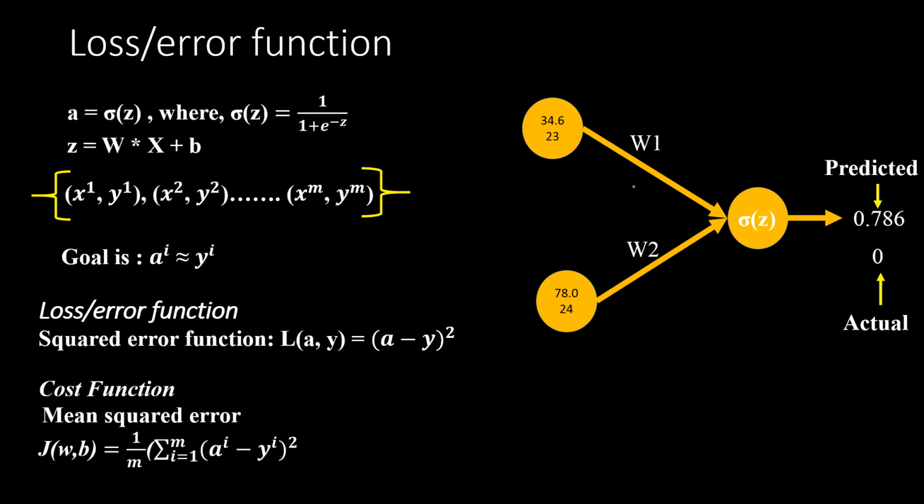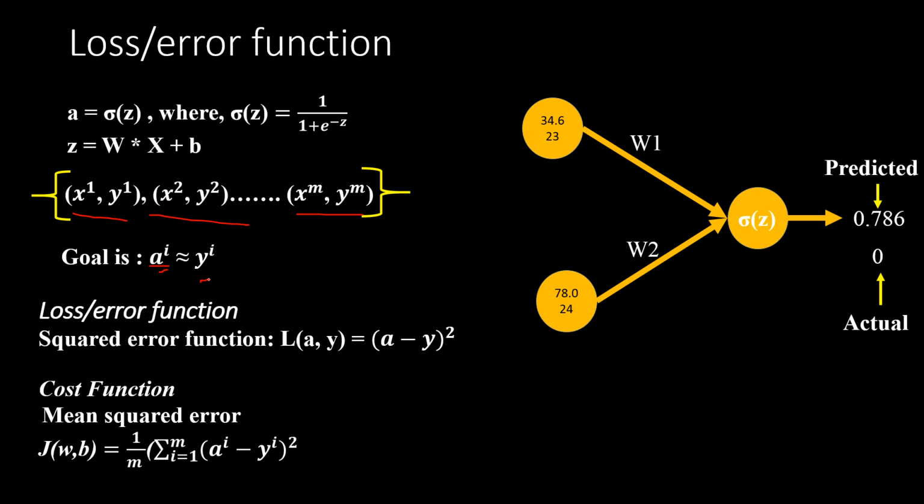But before that, let's assume that you have m number of examples. So consider the examples x1 y1, x2 y2, up to xm ym, where x is the input and y is the true output. Our goal is to create a model which predicts the output a, such that a should be very close to y. Our predicted value should be very close to the true value. That's our goal, and in order to measure or achieve this, we compute a loss or error function.